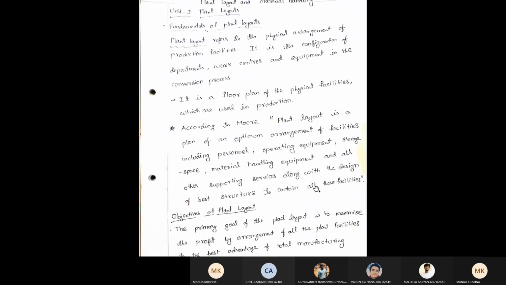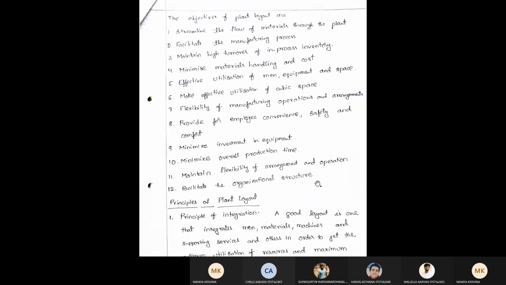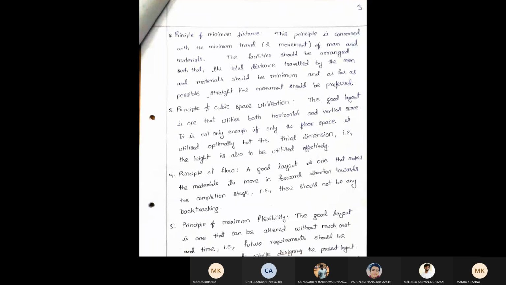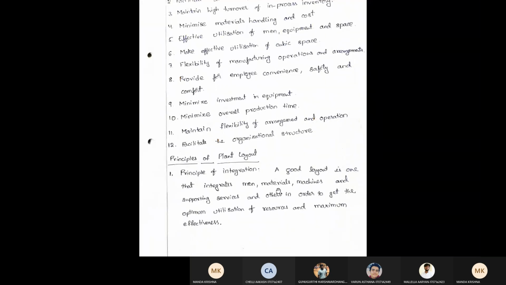The various objectives are to convert the raw materials into finished products with the minimum cost. We have to make all the other facilities and other supporting services effective, so that we can have maximum production within the limited time, so that we can increase productivity.